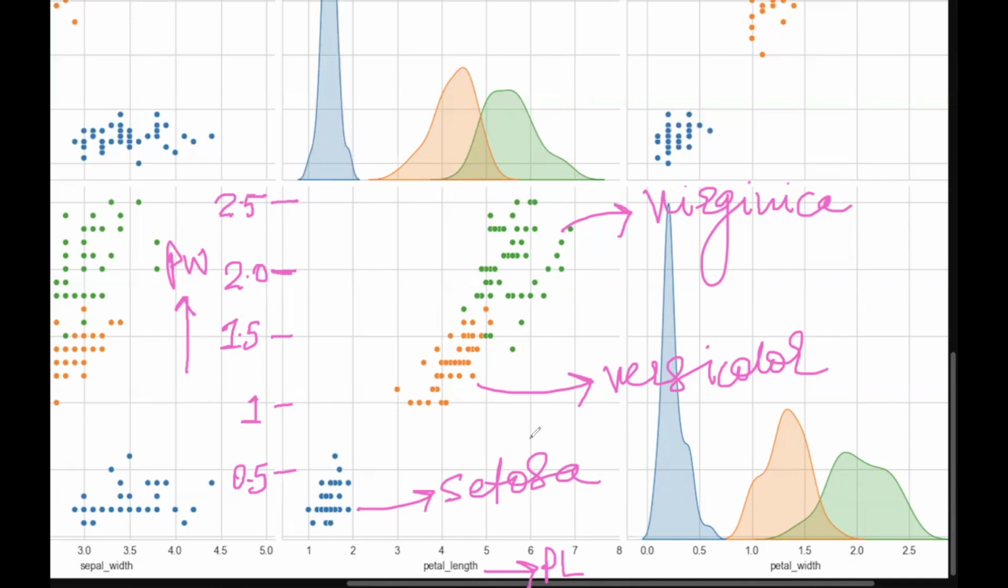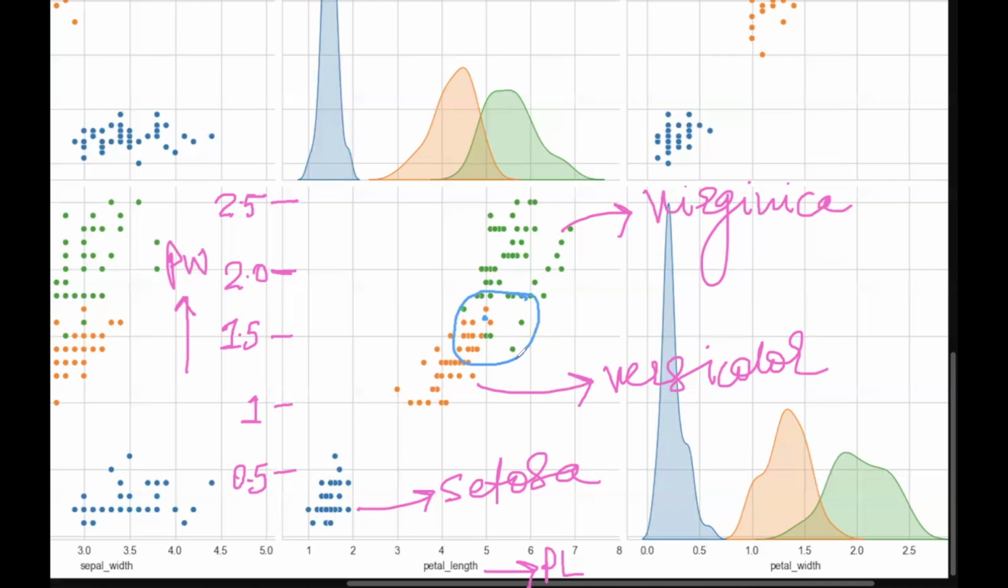Now let's assume that I have a data point. So let's say I have a data point at this point. Fine. Suppose I get a new flower. So this thick point is a new flower that I got. Let me circle it so that it is easy for you to understand.